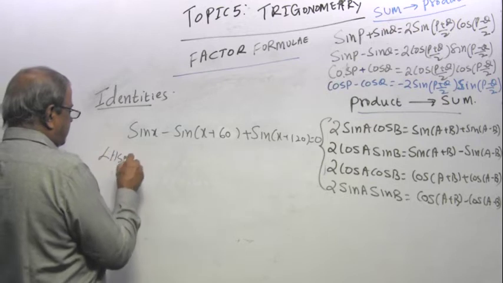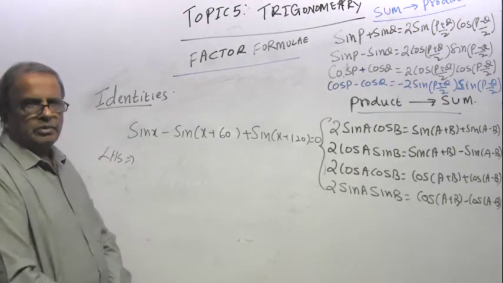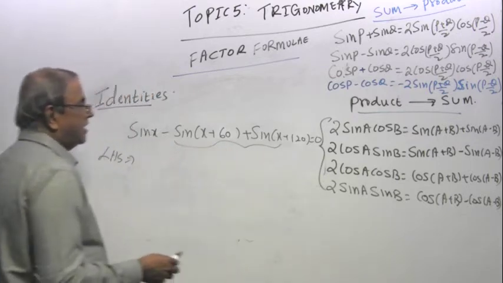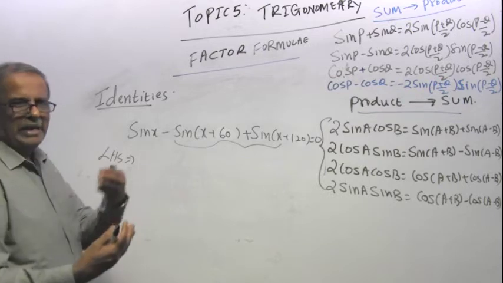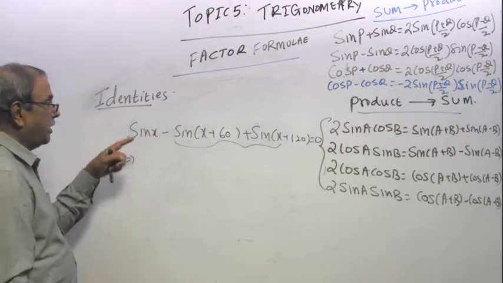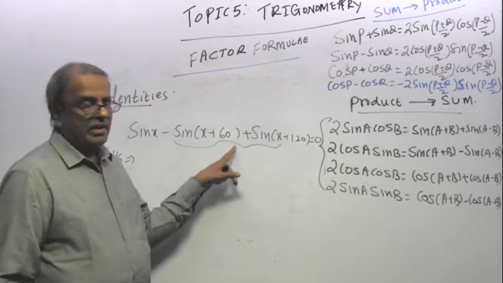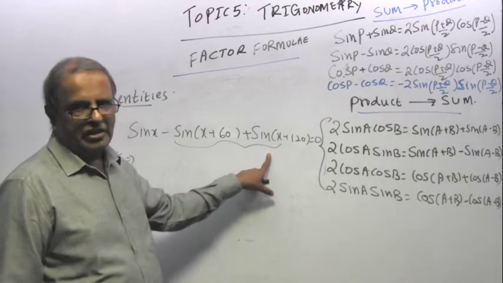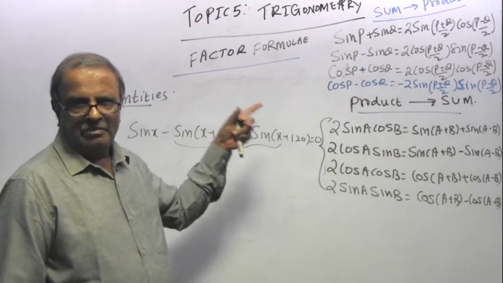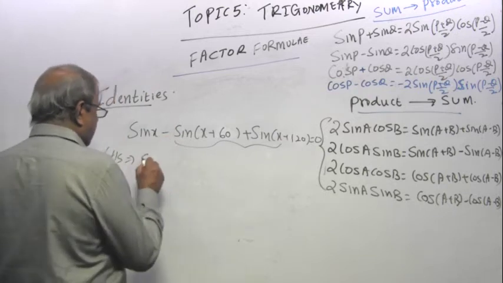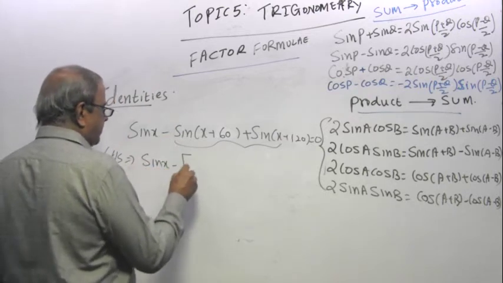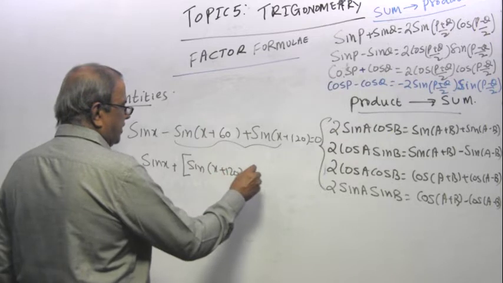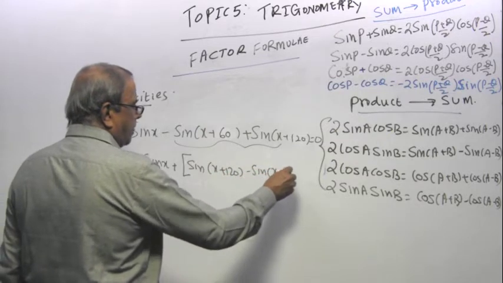Start with the left hand side. Now which two are you going to group? It's easier to group these because x plus 120, x plus 60, I can simplify. The other way of doing it would be expand sin of (x plus 60), expand sin of (x plus 120), substitute for cos 60, cos 120, sin 60, sin 120, simplify, show it is 0. But this is much easier as I will show you. Can I write this as sin x plus sin of (x plus 120) minus sin of (x plus 60)? Agreed?